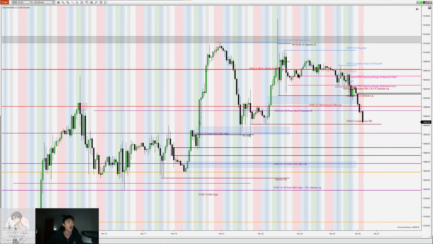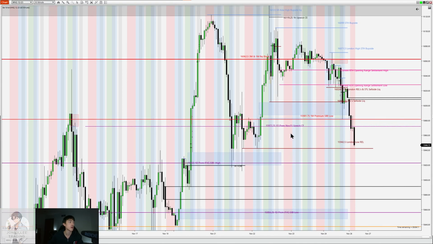We're seeing the market structure shift on the hourly time frame. And what does that mean? Well, we see this kind of turn into a balanced price range. We see it consolidated here, traded down. So what do we see now?